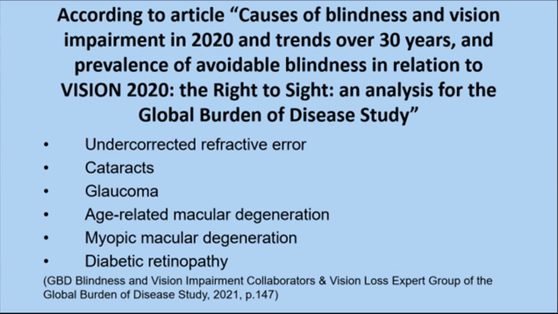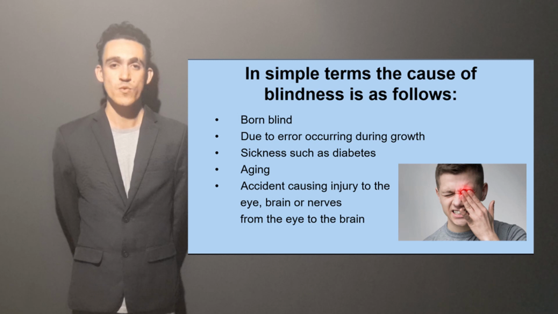If we take a look at the second article as shown on the screen, the causes of blindness can be uncorrected refractive errors, cataracts, glaucoma, age-related macular degeneration, myopic macular degeneration, and diabetic retinopathy. Now these are all big words that to most of us mean nothing. So to put it in simple terms, the causes of blindness could be that you are born with it, or it could be due to an error occurring during the growth of the eye. It could be a sickness such as diabetes. It could be due to aging, or it could be due to something as simple as an accident that causes injury to your eye or the brain or the nerve that runs from the eye to the brain.